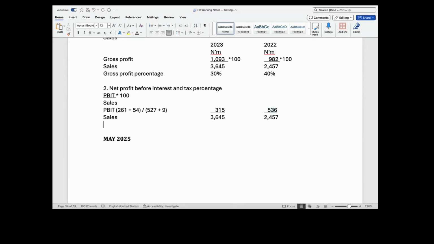So what's my PBIT percentage? 8.6 for 2023, I guess? Yes, sir. Okay. What about the second? 21.8. You can leave it in one decimal place. 21.8.